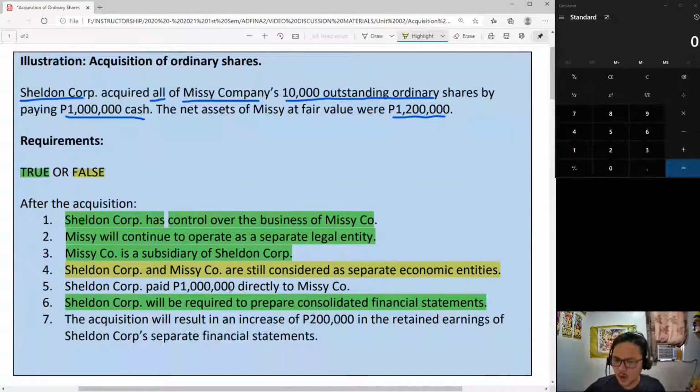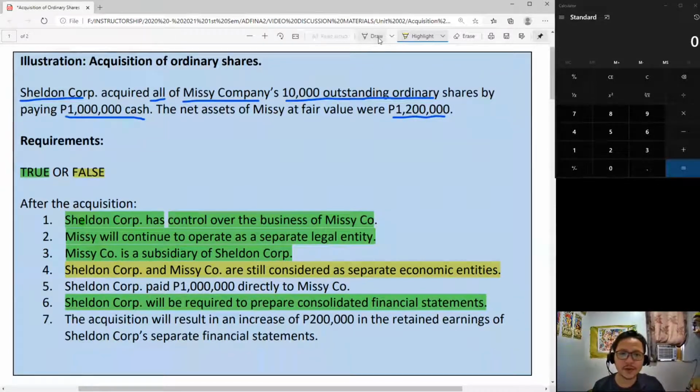Sheldon Corporation paid $1 million directly to Missy Company. True or false? Number 5. In an acquisition of ordinary shares, the transaction is not actually between Missy Company and Sheldon Company. Well, to explain this, number 5, you have to know kung sino ang parties in the acquisition. Actually, what happens here is Sheldon Corporation acquired all of Missy Company's shares outstanding, not directly from Missy Company. Rather, binili ni Sheldon ang ordinary shares from existing shareholders.